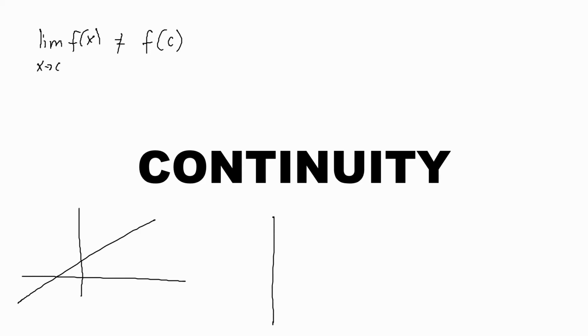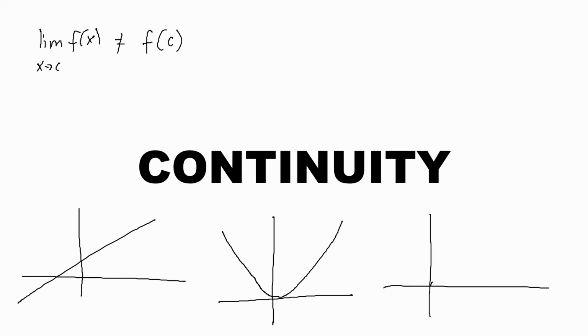Another example is if you have a graph that looks like this, or a graph that looks like this. Now, since you were able to draw the graph of these functions without lifting your pen, then you can say that the graph of these functions is continuous.